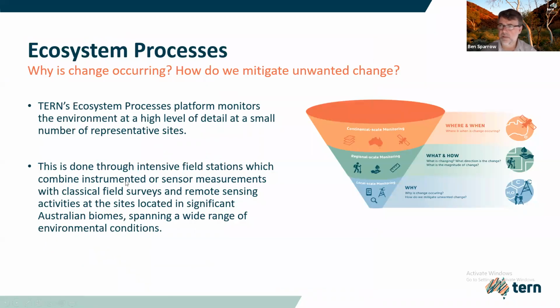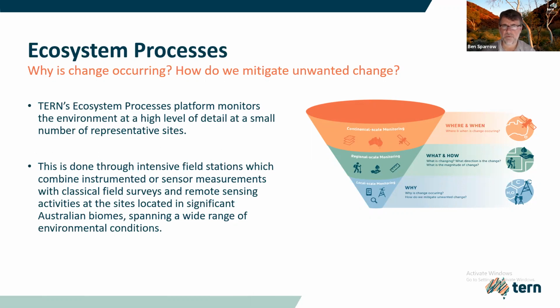And so that leads us on to the third component, third scale monitoring, what we call ecosystem processes, primarily looking at why change is occurring and how we mitigate unwanted change. The process platform monitors environments to a really high level of detail, but at a small number of representative sites. And I think the aspiration there, we haven't reached it yet, would be to have a site in each of the major communities across Australia.